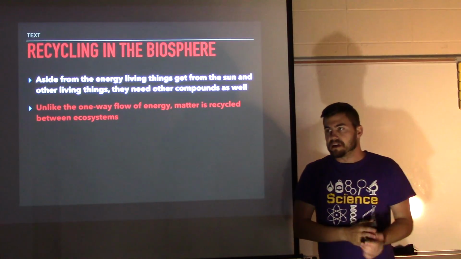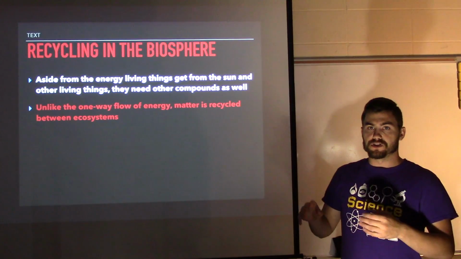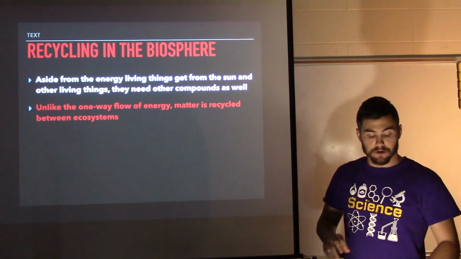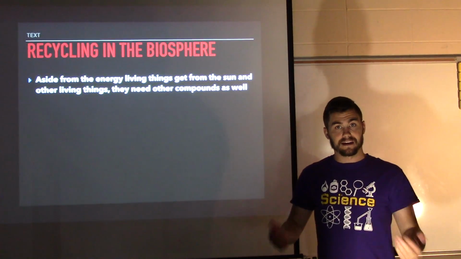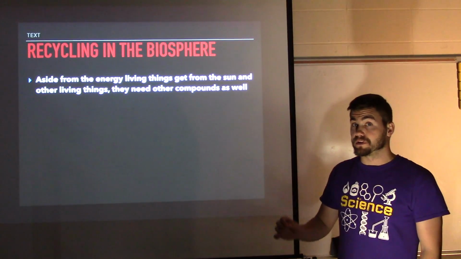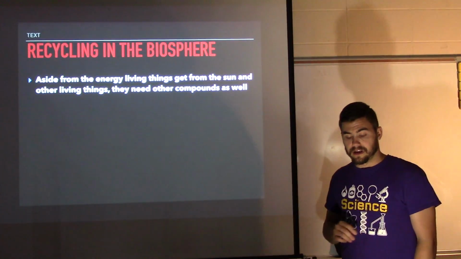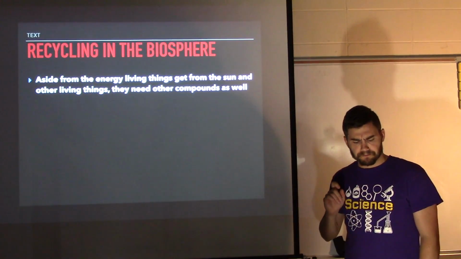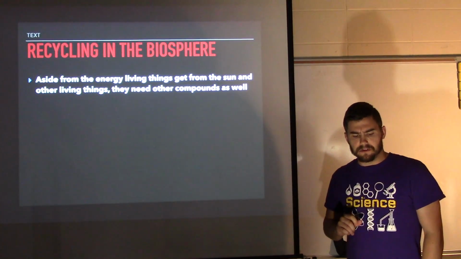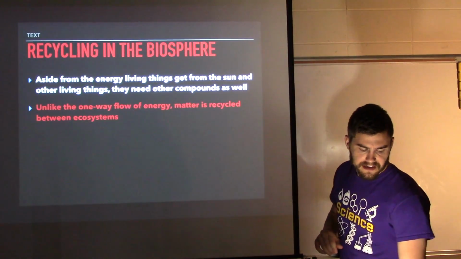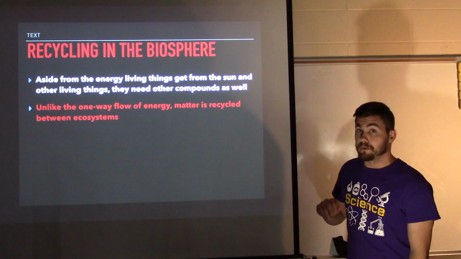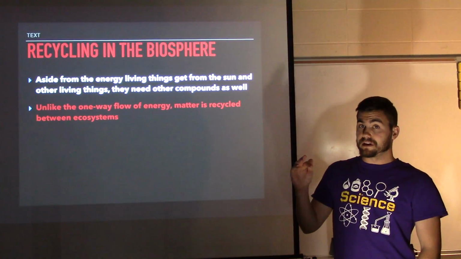So aside from the energy, the food energy for plants, they get it from light. For chemosynthetic organisms, they can start building carbohydrates from non-organic matter. We also need other compounds besides that. Unlike the one-way flow of energy, matter though is recycled.